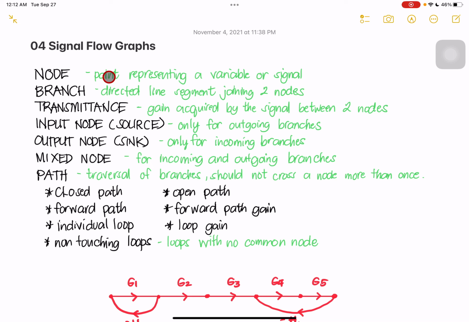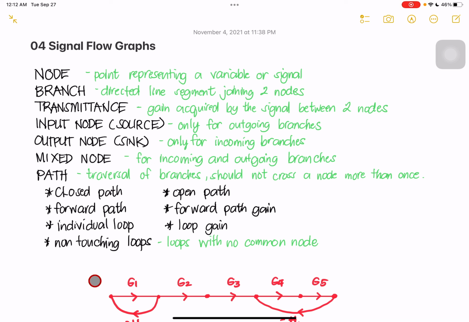Ano ba yung node? So, node is a point representing a variable or signal. So, signal to ang input sa isang gain. So, branch is a directed line segment joining two nodes. So, this is a branch G1. So, from here to here, dalawang nodes yan, kinokonekta niya with a directed line segment, so that's called a branch. Ano naman yung transmittance? Transmittance is the gain acquired by the signal between two nodes. So, again, we have node 1, node 2 here, and then this gain, yung may arrow, is called the transmittance, so G1.